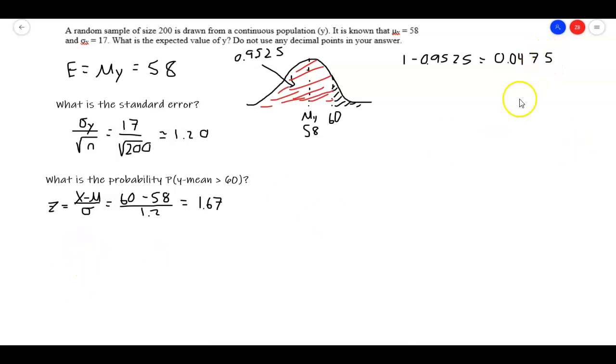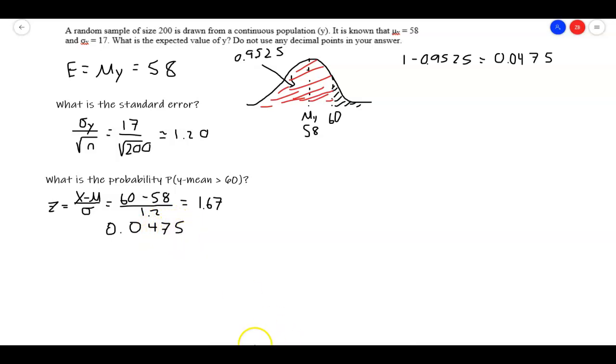So the probability, and you convert that to a percentage, that's almost 5%. So there's about a 5%, 5 out of 100 chance that I'm going to get a mean that's greater than 60. So let me go ahead and write it down. It's hard to write. 0.0475.